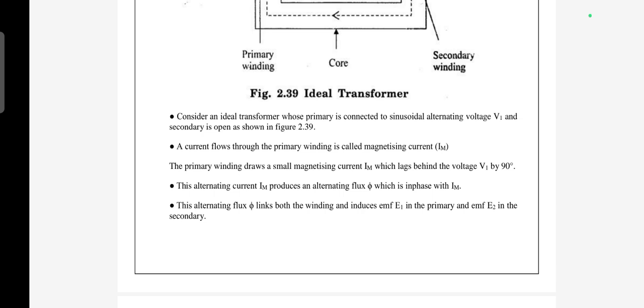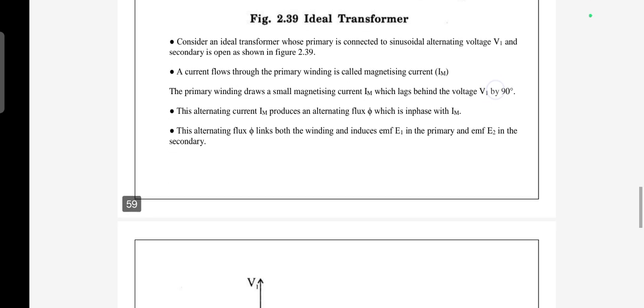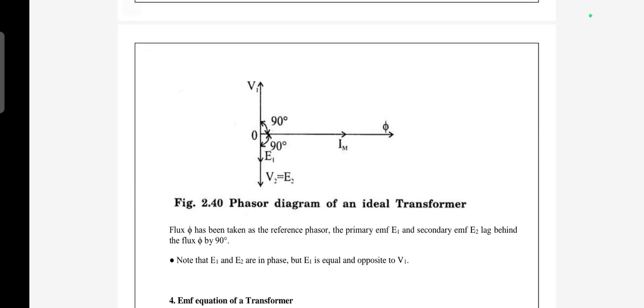We have to keep in mind that Im lags the voltage by 90 degrees, and Im produces a flux phi which is in phase with Im. The alternating flux phi links both the windings and induces an EMF E1 in the primary and an EMF E2 in the secondary. This is the phasor diagram of the ideal transformer.